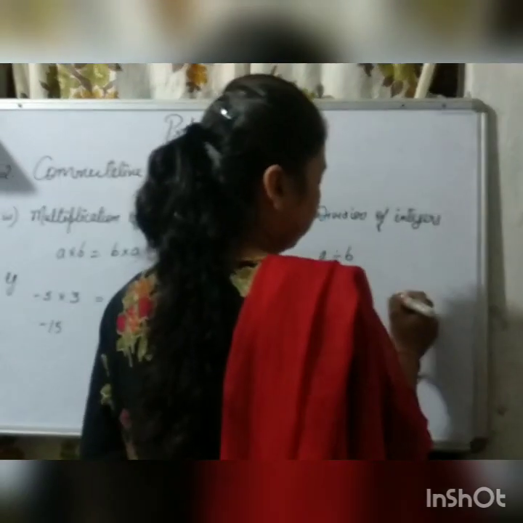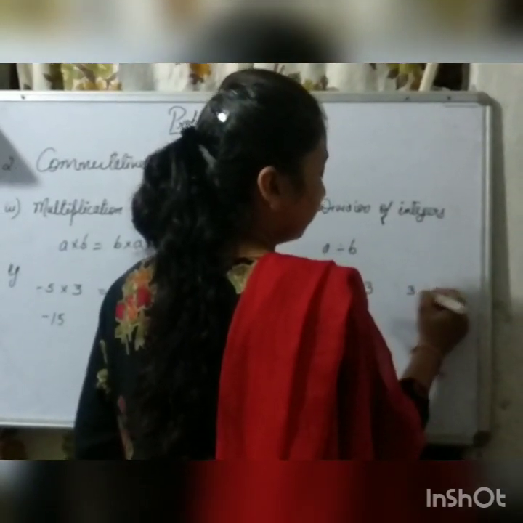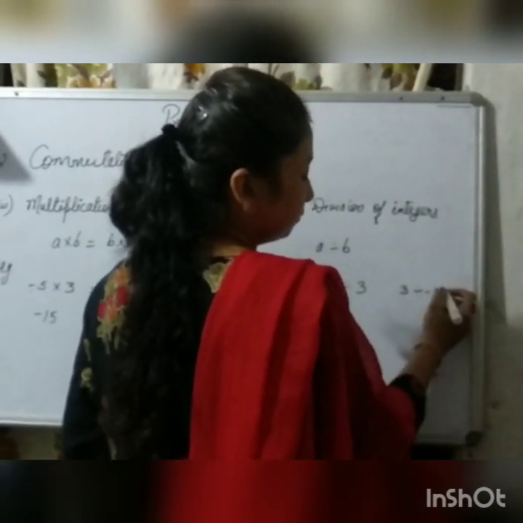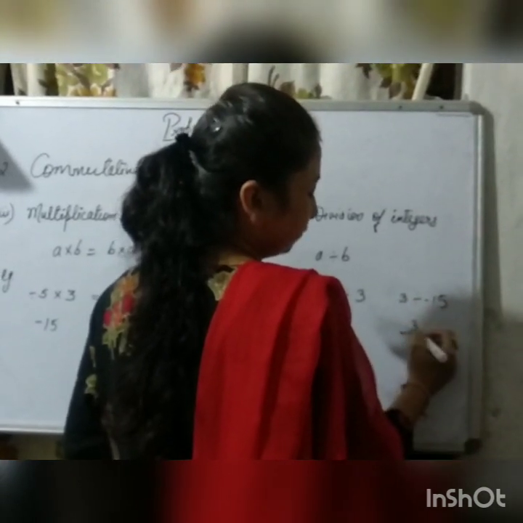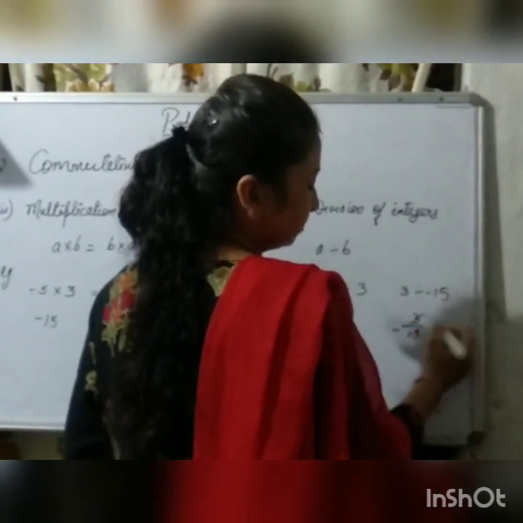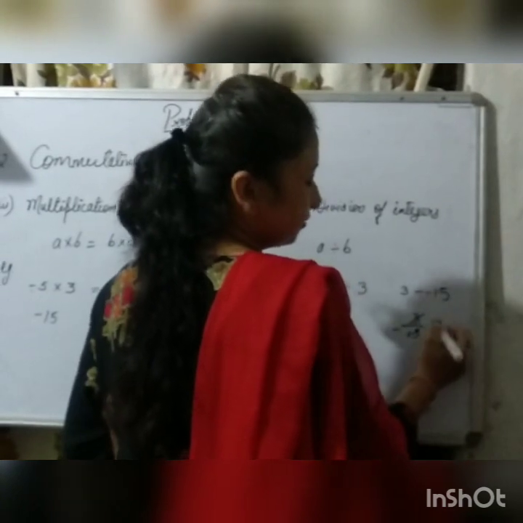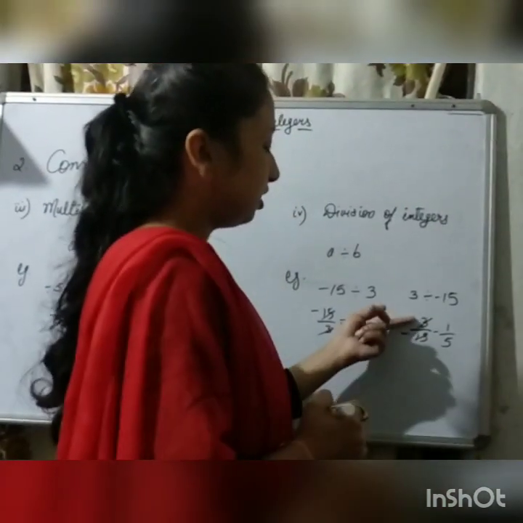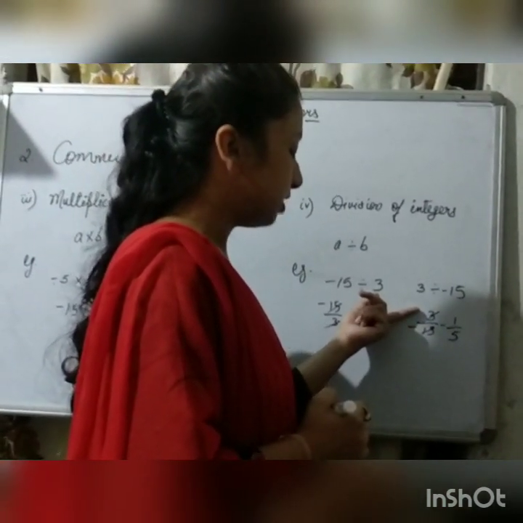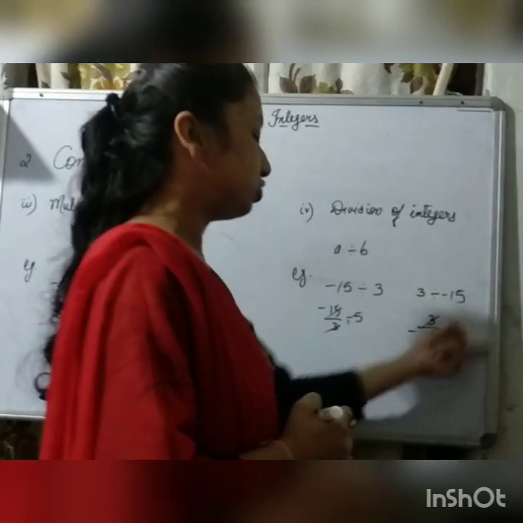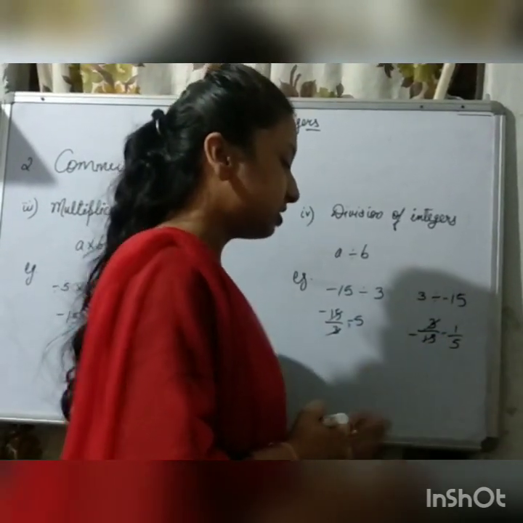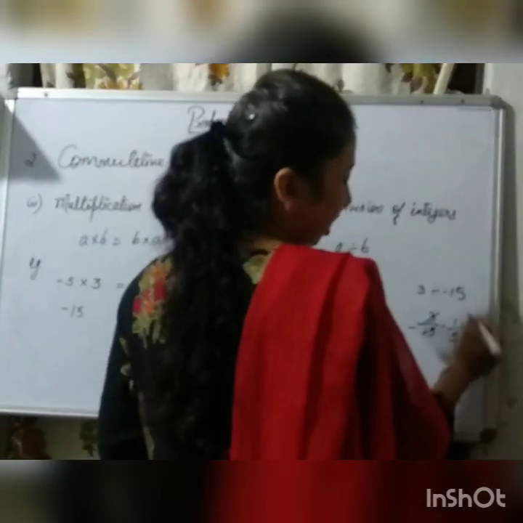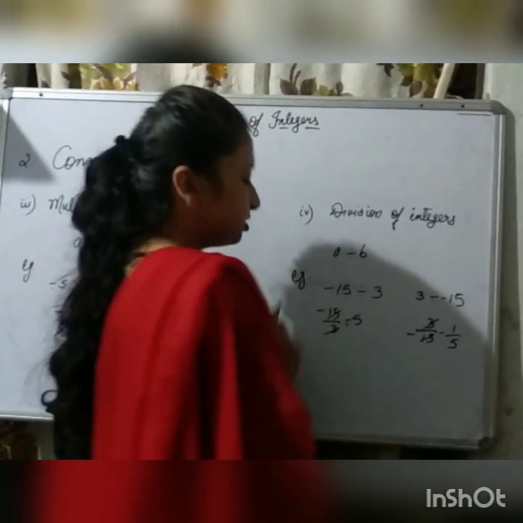Now we'll change the order. 3 divided by minus 15. So first, 3 divided by 15. Let's check. 3 1s are 3, 3 5s are 15. So 1 by 5, and it will get a negative sign because here the dividend is positive, plus divided by minus. So the quotient will get a minus sign. So here the answer is 1 by 5 with a minus sign. There the answer was minus 5.